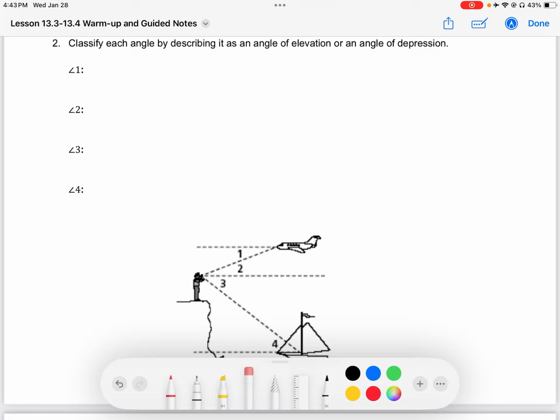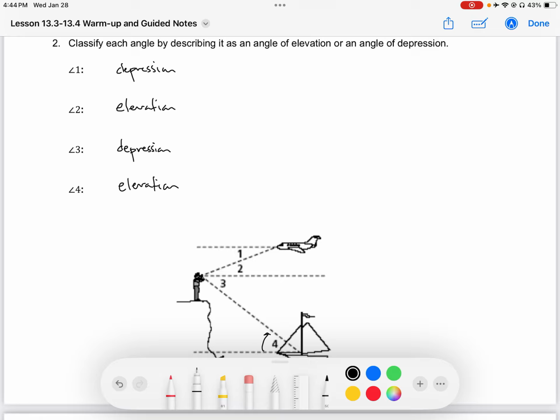But angle one, that's an angle of depression. We are measuring from the horizontal downwards. So that's an angle of depression. Angle two, however, is measured from the horizontal up. That's an angle of elevation. Angle three, again, measured from the horizontal down. So that's an angle of depression. And angle four from the horizontal up. That's an angle of elevation.